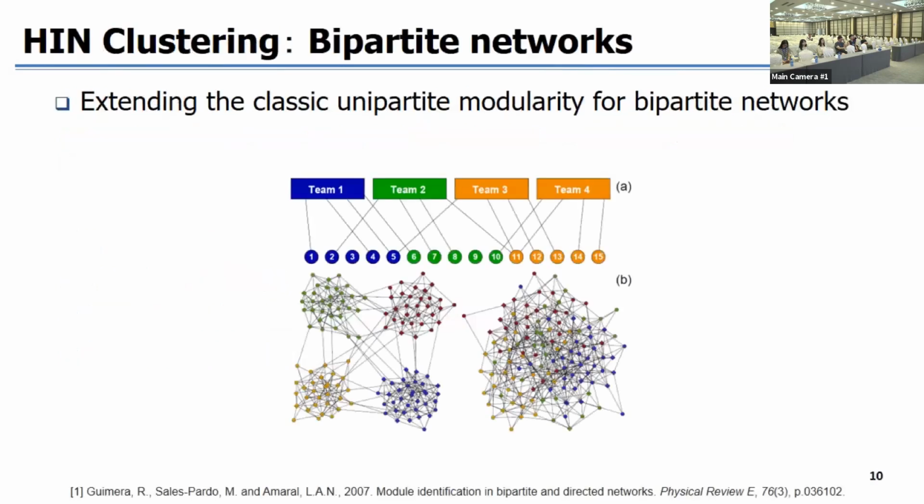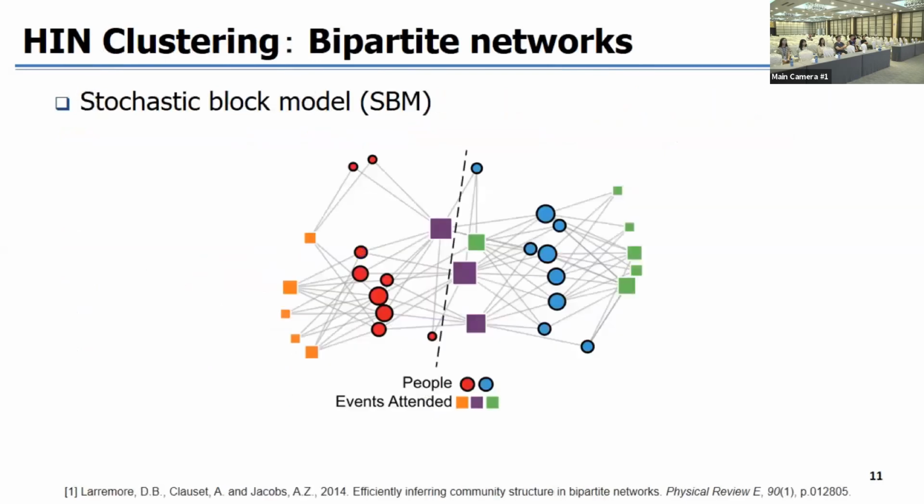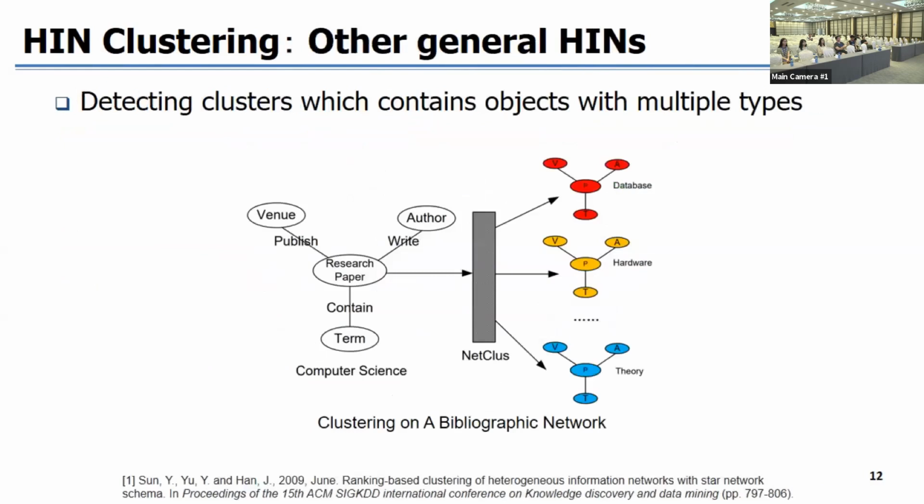The classic unipartite modularity is extended for bipartite networks and is computed as the accumulative deviation from the random expectation. The stochastic block model is applied for partitioning the bipartite networks based on the bipartite adjacency matrix. Another work on HIN clustering utilizes the star schema to detect clusters with arbitrary number of types and build a ranking-based generative model for each cluster.